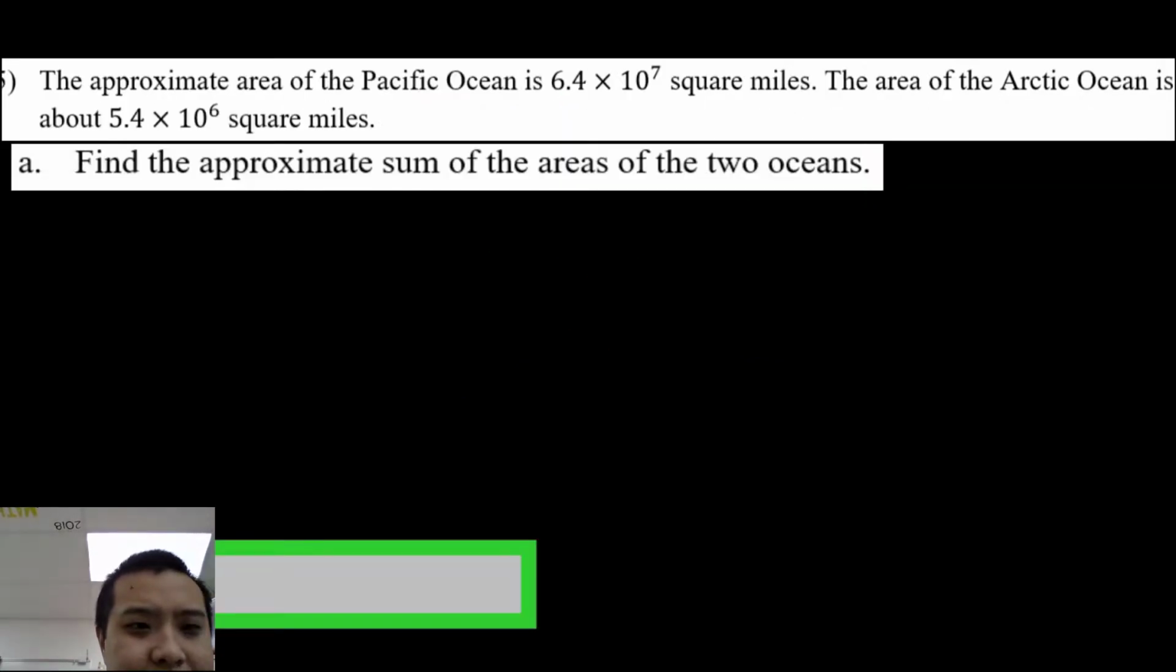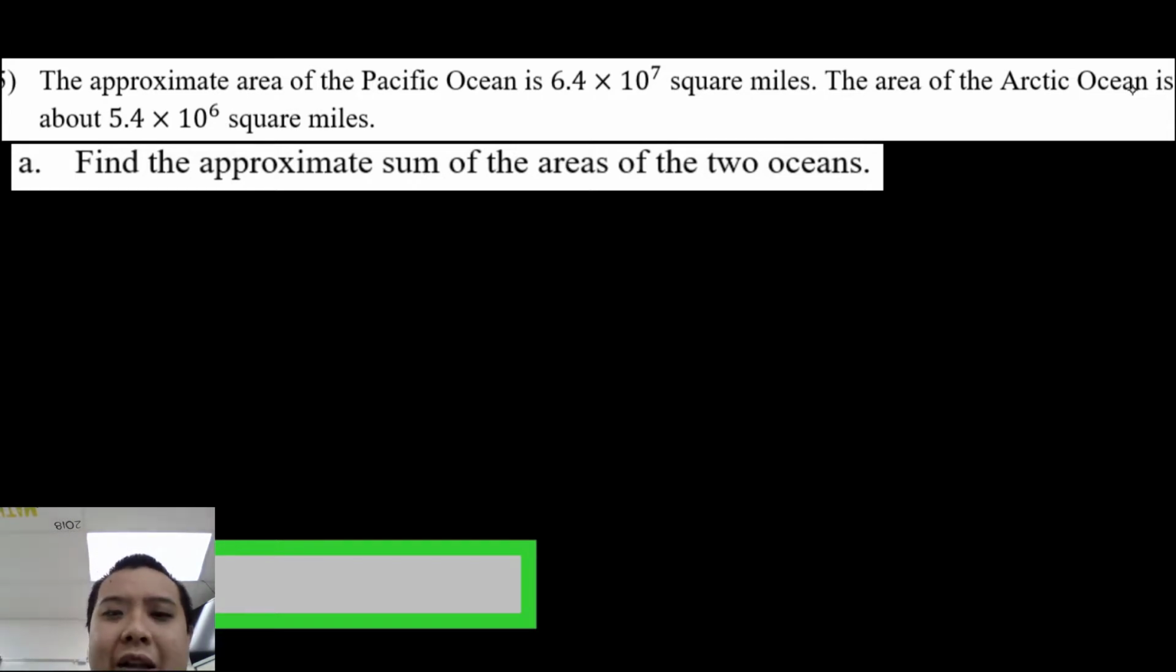Let's go ahead and try number 5, actually, because we can use a little bit more practice with the questions that do not have the same exponent. So here, the approximate area of the Pacific Ocean is 6.4 times 10 to the 7th square miles. The area of the Arctic Ocean is about 5.4 times 10 to the 6th square miles. Find the approximate sum of the areas of the two oceans.